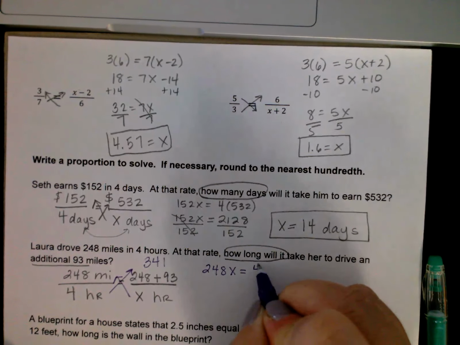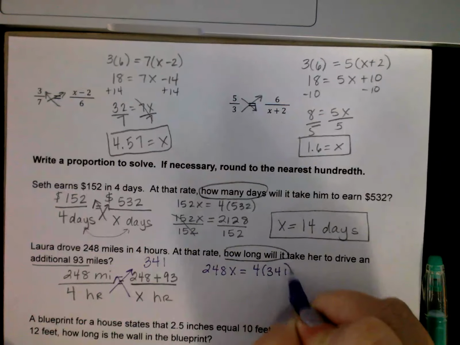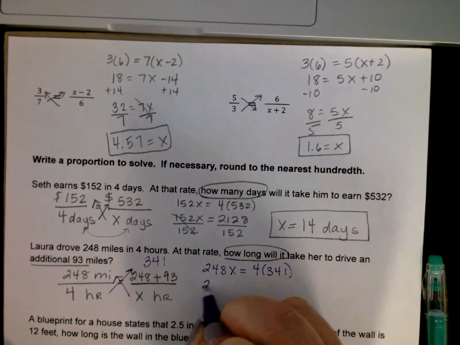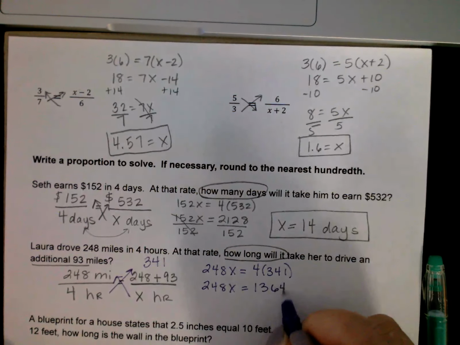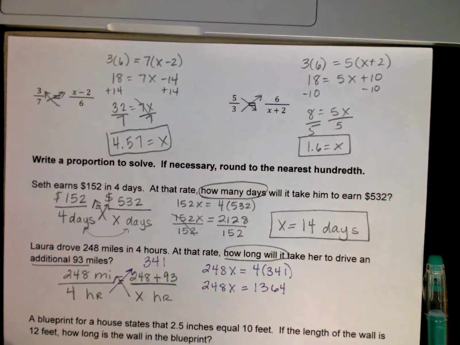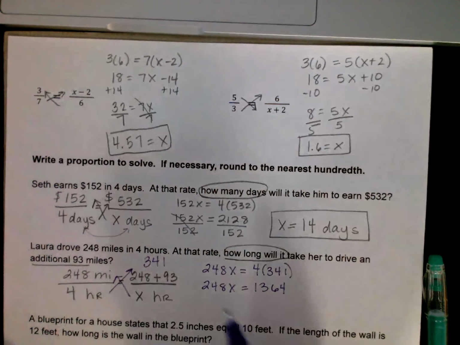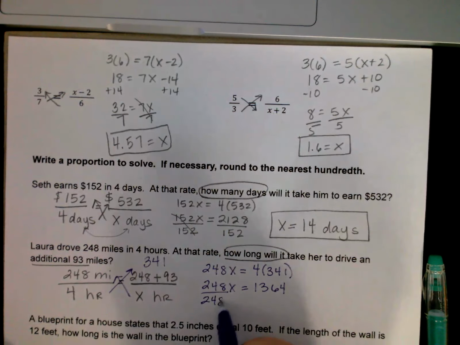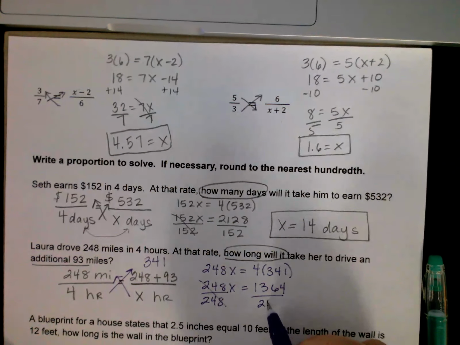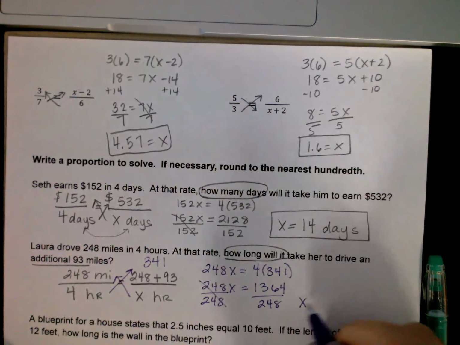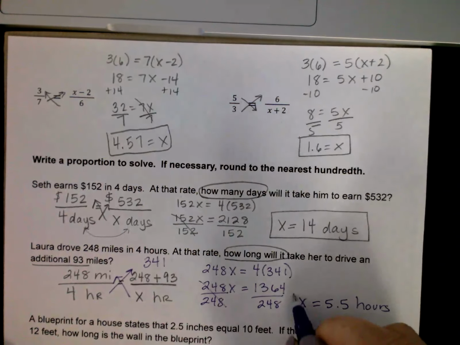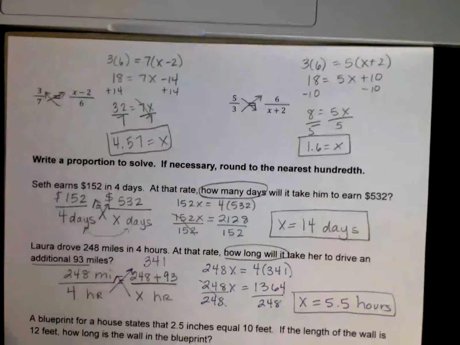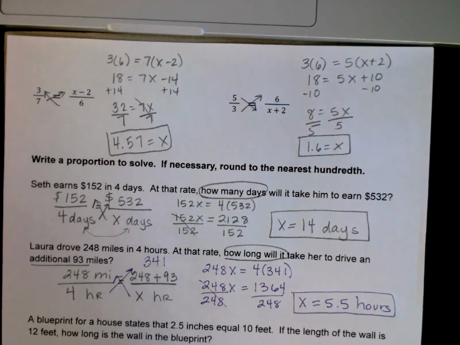248x equals 4 times 341. 248x equals 1364. I feel like you could have figured that out. I just used my calculator. Divide. And I got 5.5 hours to go an additional 93 miles. 5.5 hours in all.